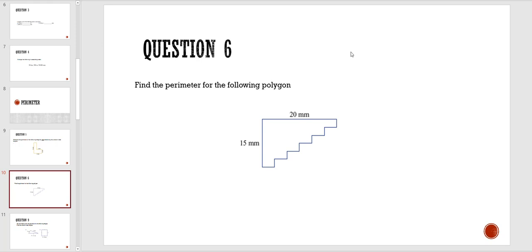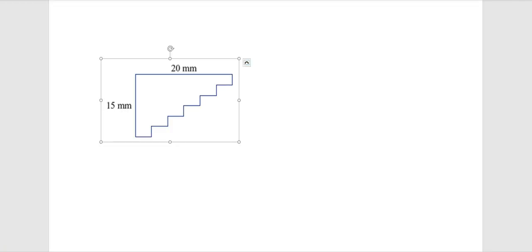Okay, question 6 asks us to find the perimeter of the following polygon. A polygon is any shape with straight sides, all joined up. So we need to work out the perimeter of this shape. Now we don't know what the individual lengths are here, there's no value, but we actually don't need to know that in order to work out the perimeter. All I need is that 20 millimeters and that 15.